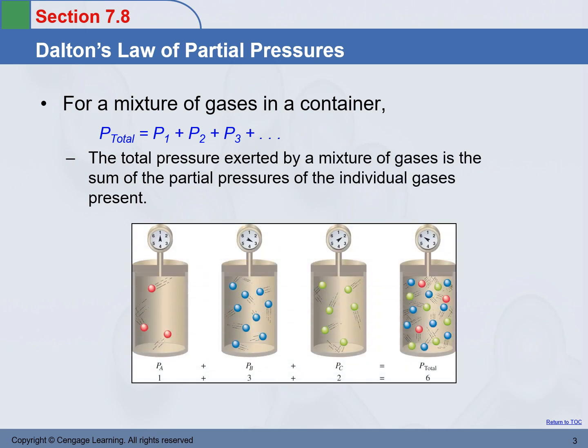The example here tells you if gas A in the container by itself, the pressure is 1. If gas B in the container by itself, the pressure is 3. Gas C by itself is 2. Then the total pressure of all 3 gases mixed together will be 1 plus 3 plus 2, which is 6.